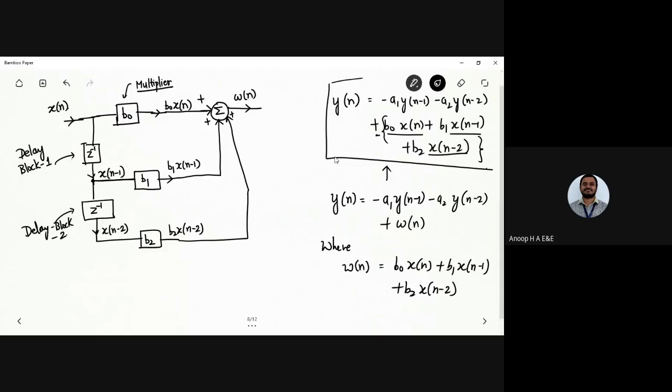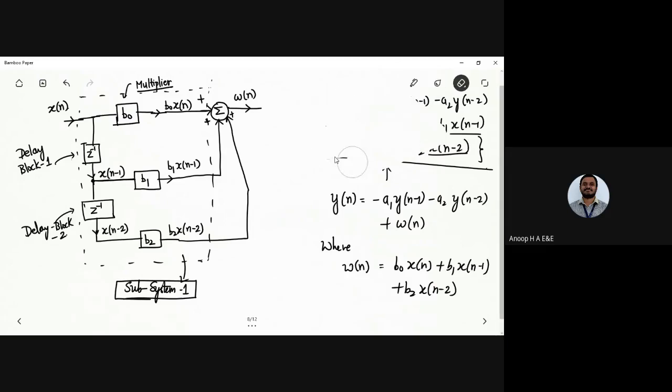So this entire block I can write in the dotted form and say this is one of the subsystems. So subsystem 1. This is the subsystem 1 which I can represent. Now in the same way w of n is the output. So I'll just erase this equation. I know that I have this equation, I can write it later.